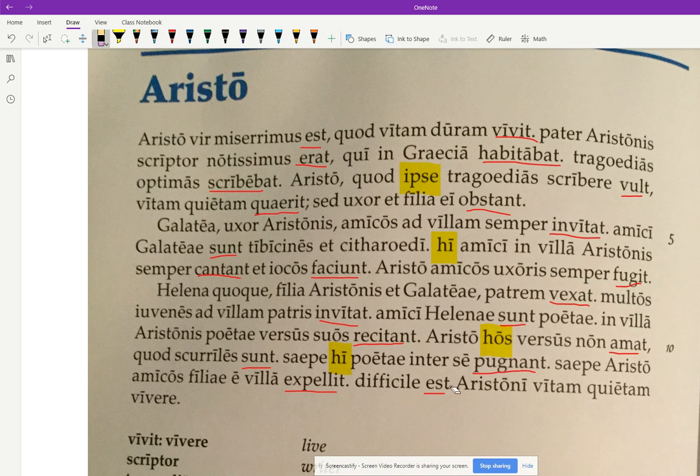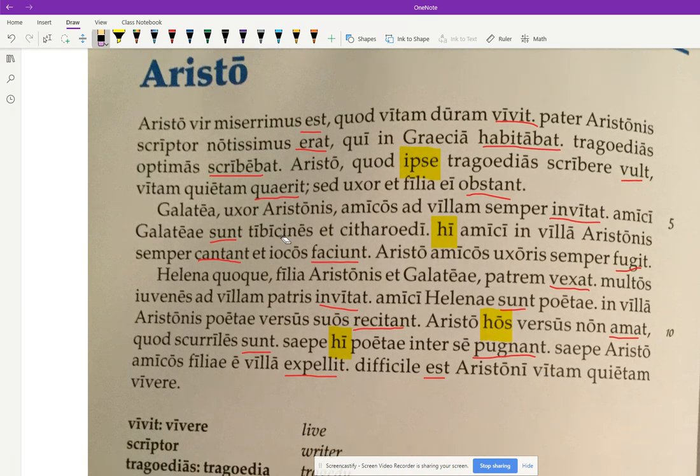Okay, then difficile est Aristoni, so it is the adjective difficult with the dative, right? Third declension dative, Aristoni. It's difficult for Aristo to do the infinitive, to live a vitam quietam, a peaceful life or a quiet life, like what he was looking for up here, right? It's difficult for him to do it because of his wild wife and daughter, poor Aristo.